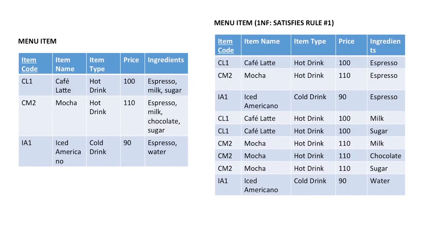Let's convert our previous example into first normal form. We don't have any problems with customer, but we do have some problems with menu item. Here, we can see that the ingredients have multiple entries per cell. What we have to do is separate those ingredients and create a row for each separate ingredient, with the fields being the same as its previous fields.